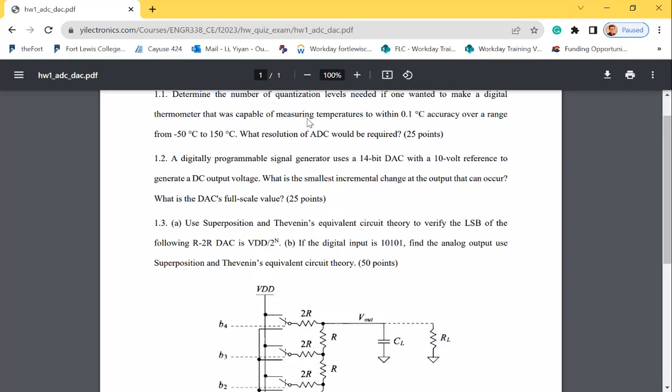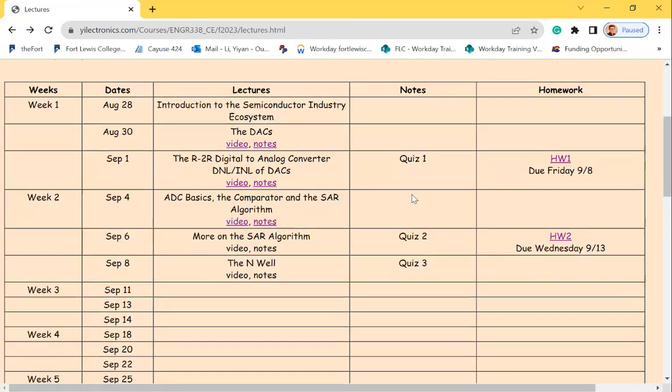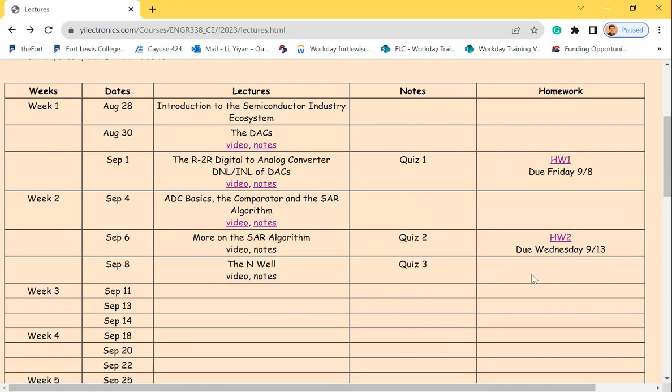Oh, not this one. I'm sorry. This is the easier one from last week. It's still Friday. It's pretty easy. We already covered everything. And homework 2 is due next Wednesday.